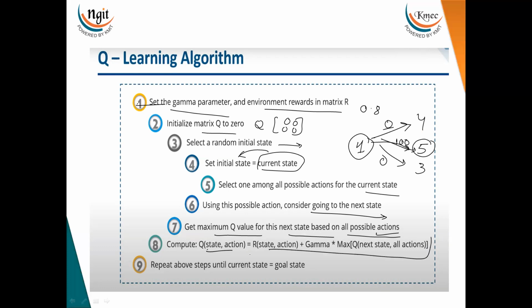We'll repeat the same thing until your current state is equal to the goal state. We are going to repeat the same strategy. In that way, Q learning works. I hope it is clear to you how Q learning works.